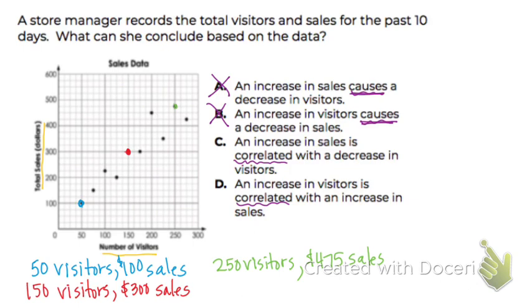Now let's look at what these are saying. Remember, what we had already determined is as the number of visitors increases, the sales increase. You typically start with what's on the x-axis, which is the visitors. So as the visitors increase, it's correlated with an increase in sales. So start with what's on the x-axis, the visitors, and end with what's on the y-axis, the sales. And so the answer for this one would be D.